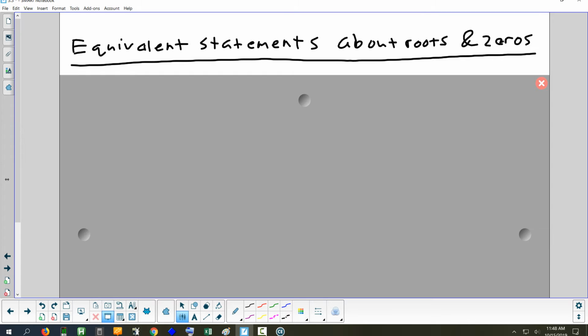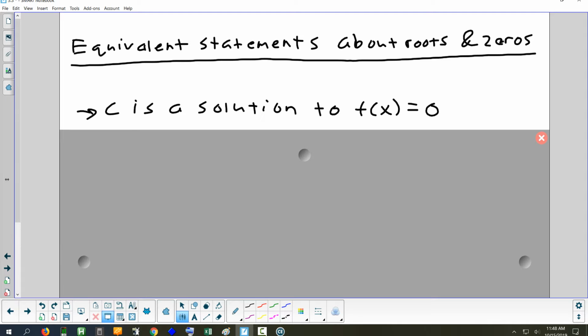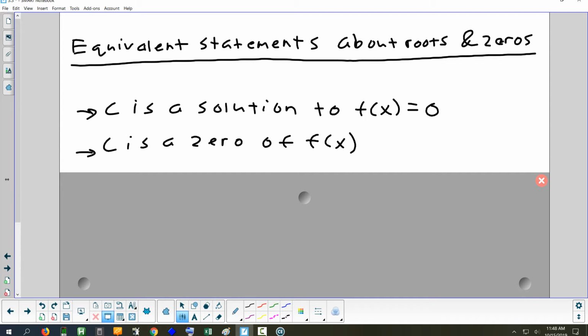Okay, so here's some equivalent statements about factors and roots. For factors, zeros, roots, all that stuff. If you have a number c, right, and it's a solution to this equation, it means you can take c, you can plug it in for x, and you get an answer of 0. Any number that you can plug in and get an answer of 0 is called a 0. And I just asked Jared this. What's another name for a 0?